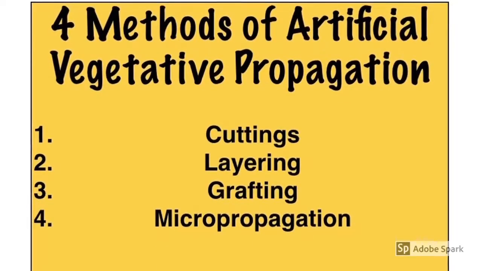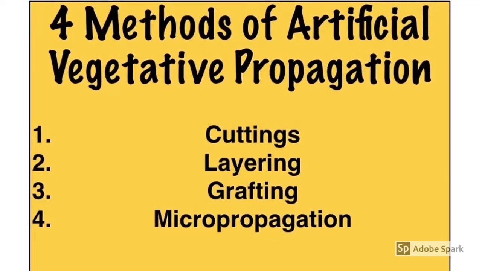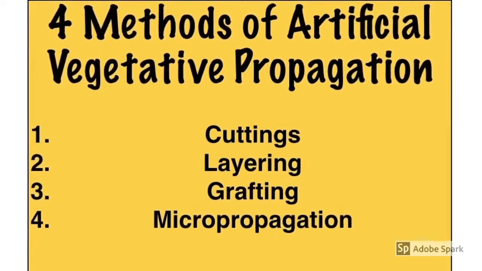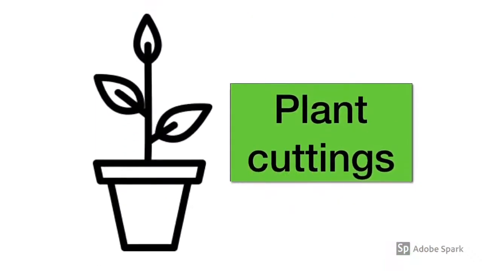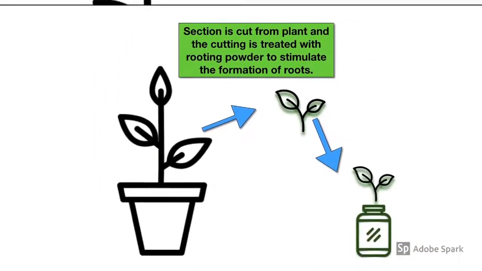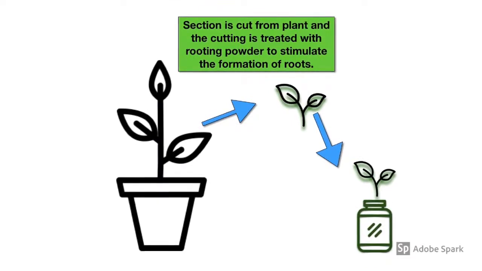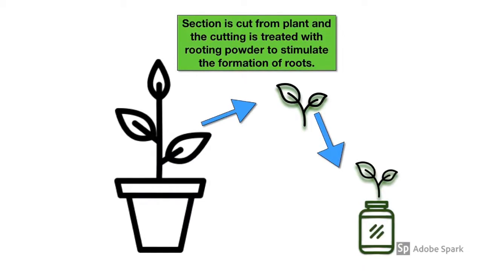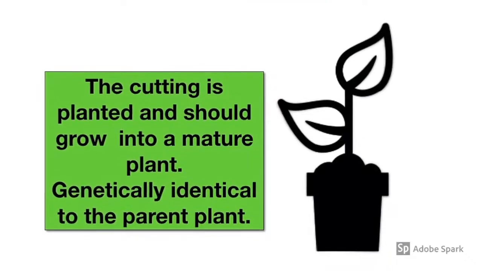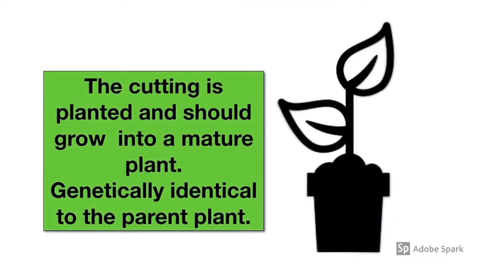The four methods of artificial vegetative propagation which you must know are cuttings, layering, grafting and micropropagation. The first example is plant cuttings. So basically a cutting is taken off an established plant, the ends of which are dipped in rooting powder, and this cutting is then planted. And this will grow into a new mature plant genetically identical to the parent.